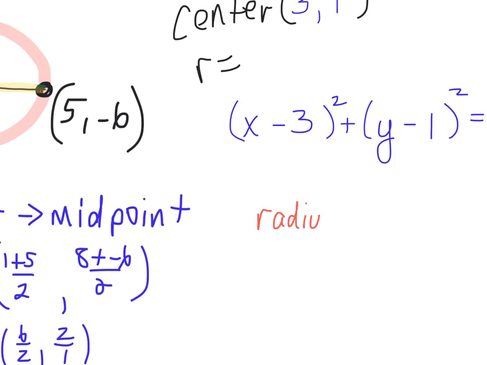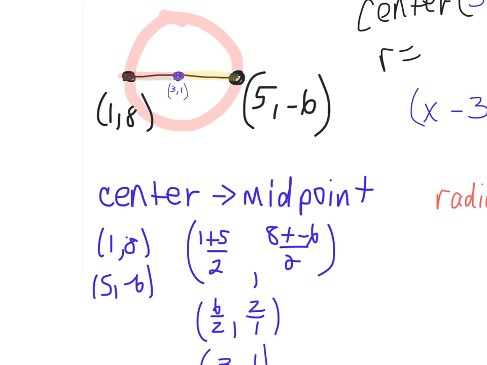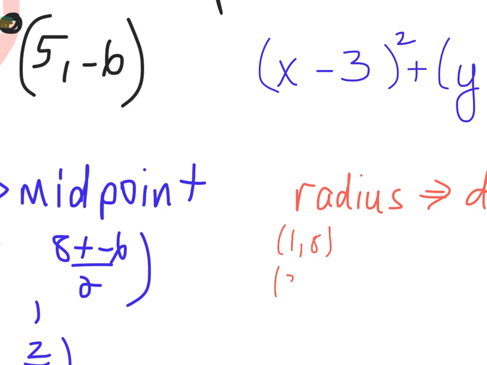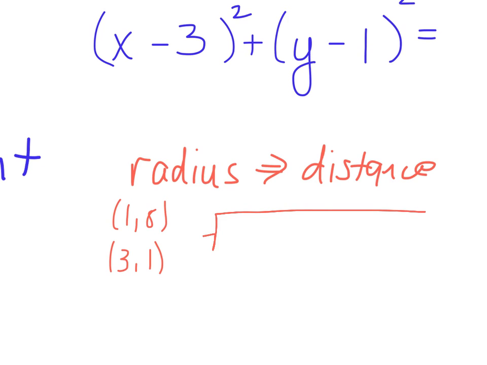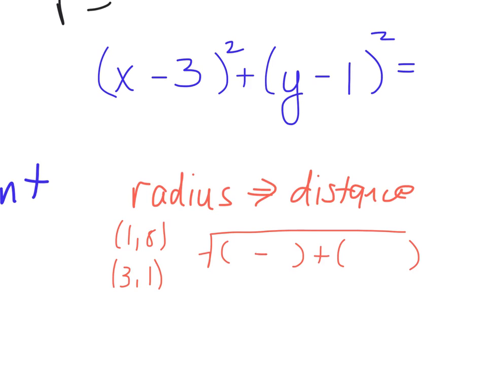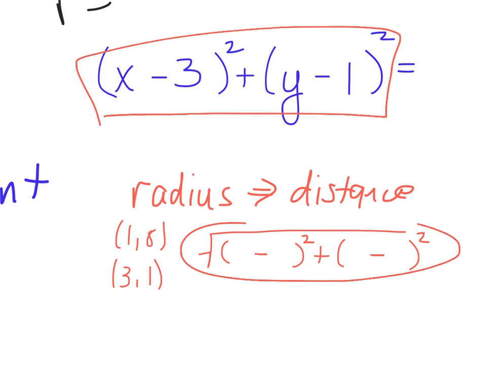Okay, for radius, I'm going to use the distance formula. So I'm going to do, what did we say, (1, 8), (3, 1). Distance formula. Set it up. What goes in the middle of each parenthesis? Minuses. Square this. What do you guys notice about this equation and this equation? Isn't that funny? So all you're doing is the distance formula when you have a circle. What am I putting in for my x's? 1 and 3. What am I putting in for my y's? 8 and 1.